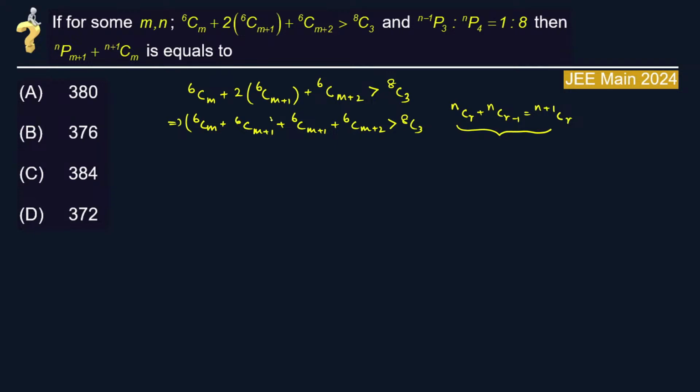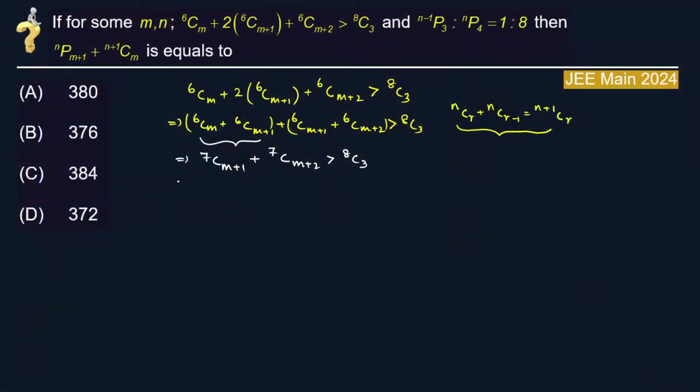Now I am making this thing in one bracket and I am taking this thing in another bracket. If I use the formula here, it is nCr plus nCr-1. That gives us n+1Cr. Is it clear? Plus, same thing here. n is 6, r is m+2, and r-1 is m+1. So it will be n+1Cr. That will give us 7Cm+2. Is it clear?